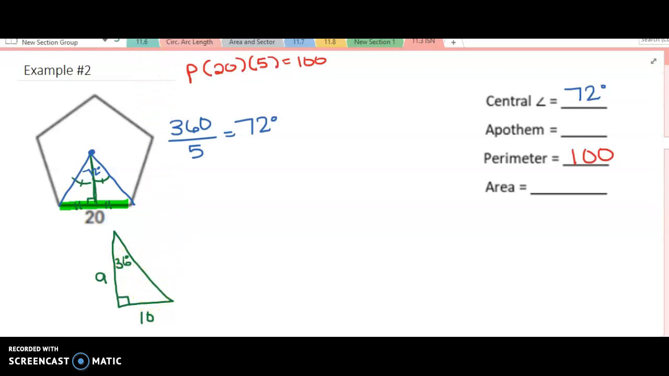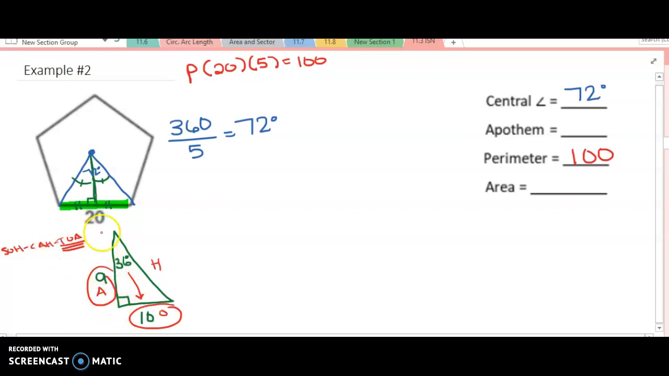Well from here, guys, you could use trig. Here's my reference angle, so this would be my opposite, my hypotenuse, and my adjacent. So, SOH CAH TOA. I have my opposite, I want my adjacent. So I want my O and A together, that's tangent. So I can say tangent of 36 degrees equals opposite over adjacent. Well, opposite is 10, and adjacent is just my little a, which is my apothem.